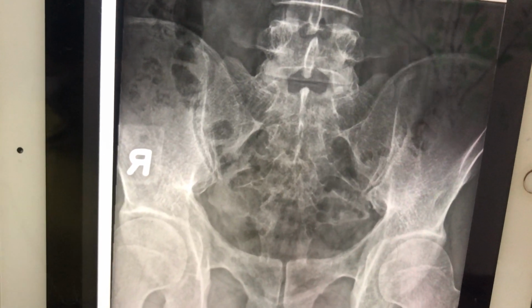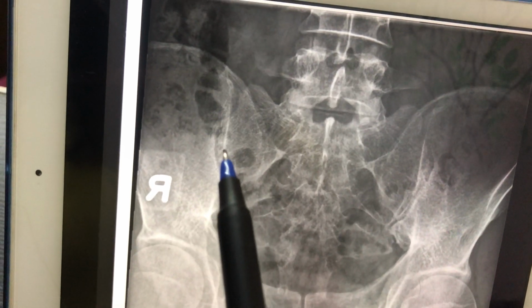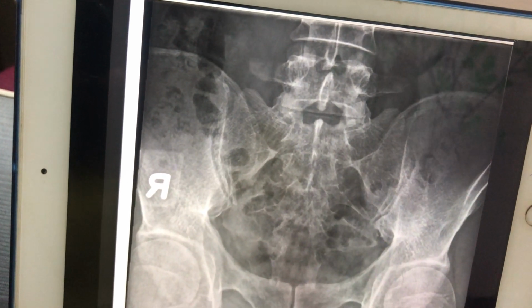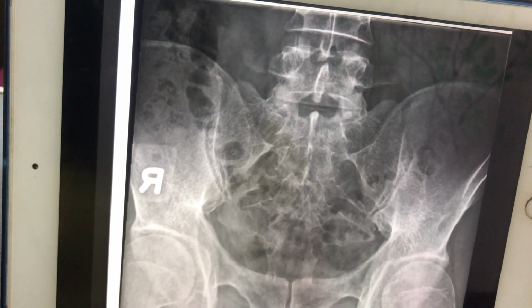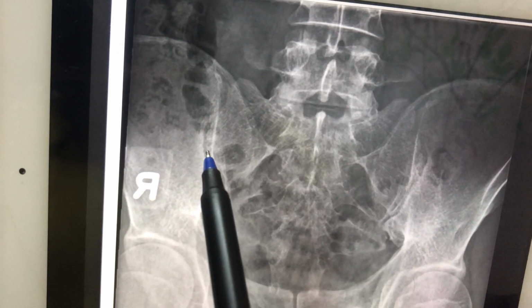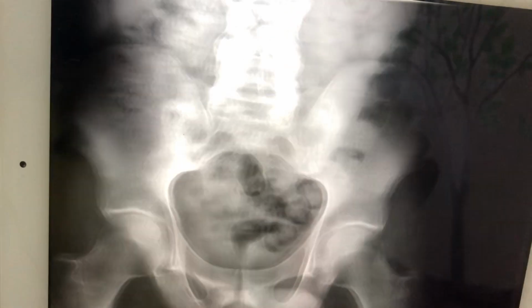There is a New York grading system on radiographs. Initially what happens is the joint space is actually widened, and then what happens is there is narrowing of the joint space, and then finally it completely fuses. Now this is a normal SI joint. There is a good joint space. You can see the joint space nicely bilaterally.